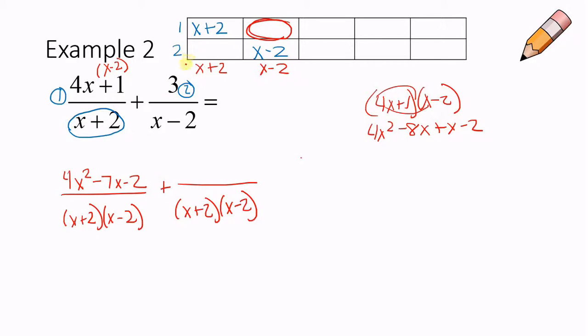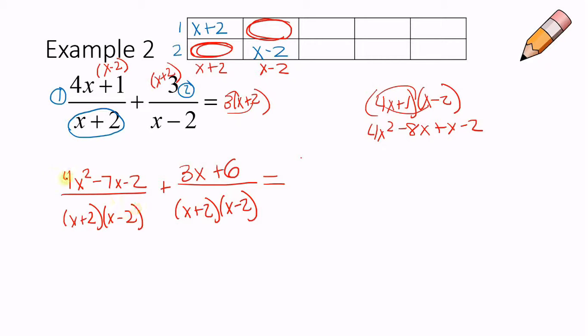Number 3, right here, I am missing the x plus 2, right, in my second fraction. So I'm going to multiply by x plus 2. So give that 3 in. That'll be 3x plus 6, right? Because technically this is what I got. So I'm going to distribute the 3 in.